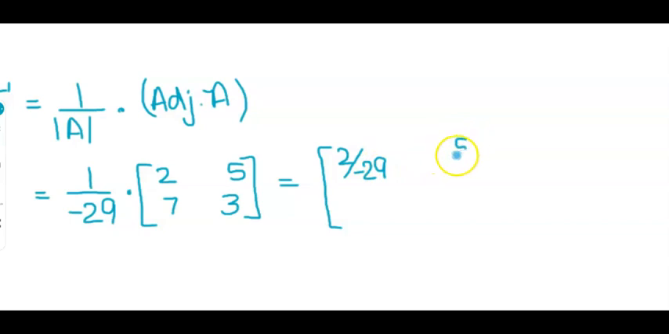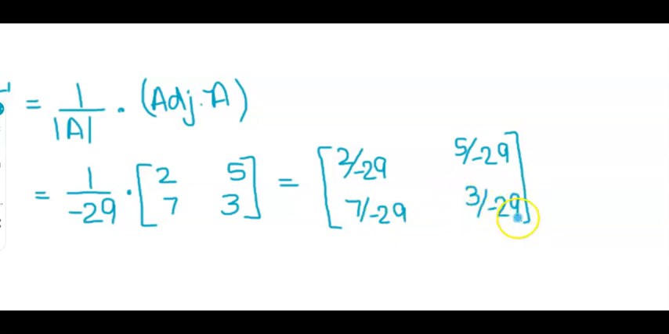5 over minus 29, 7 over minus 29, 3 over minus 29. That gives you A inverse. This is your A inverse. If you like, you can convert into decimals, but if you leave it in fraction, you will get the exact answer.